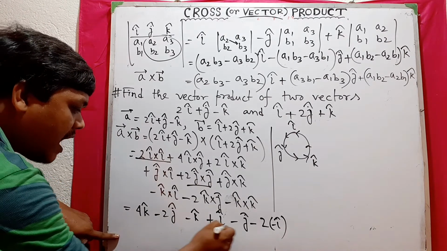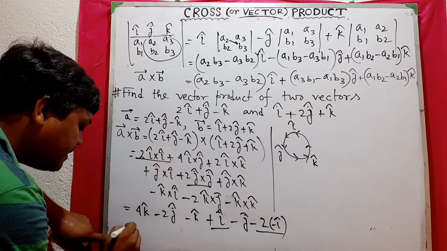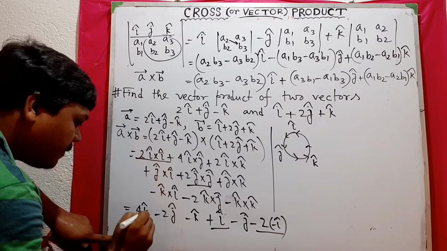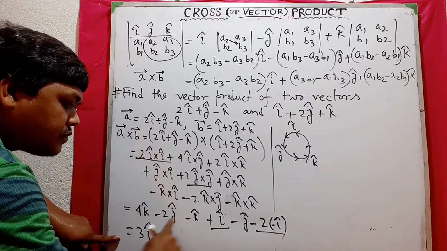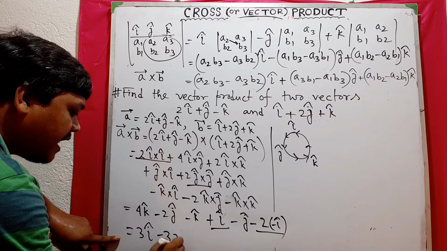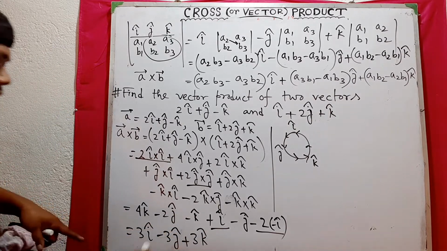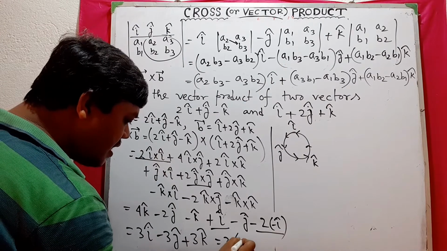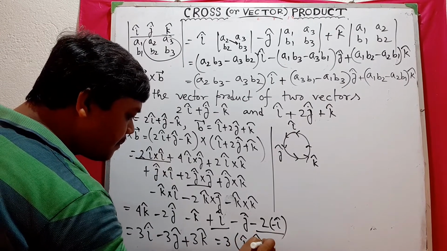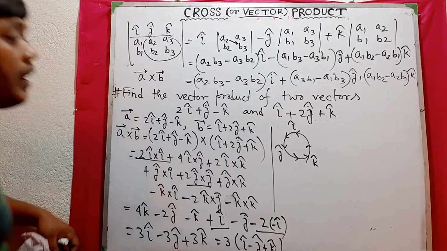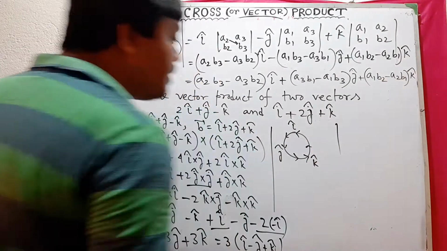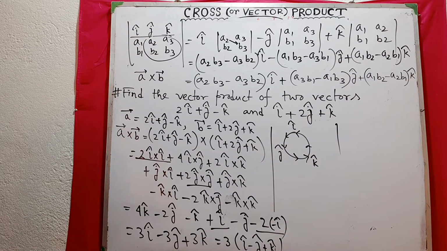So i cap plus 2i cap is 3i cap; 2j cap minus 2j cap minus j cap minus 3j cap... sorry, the result is 3i cap minus 3j cap plus 3k cap, with 4k minus k giving 3k. So 3 is the common part: 3 into i cap minus j cap plus k cap. Okay, now let us do it in determinant form and see what happens.